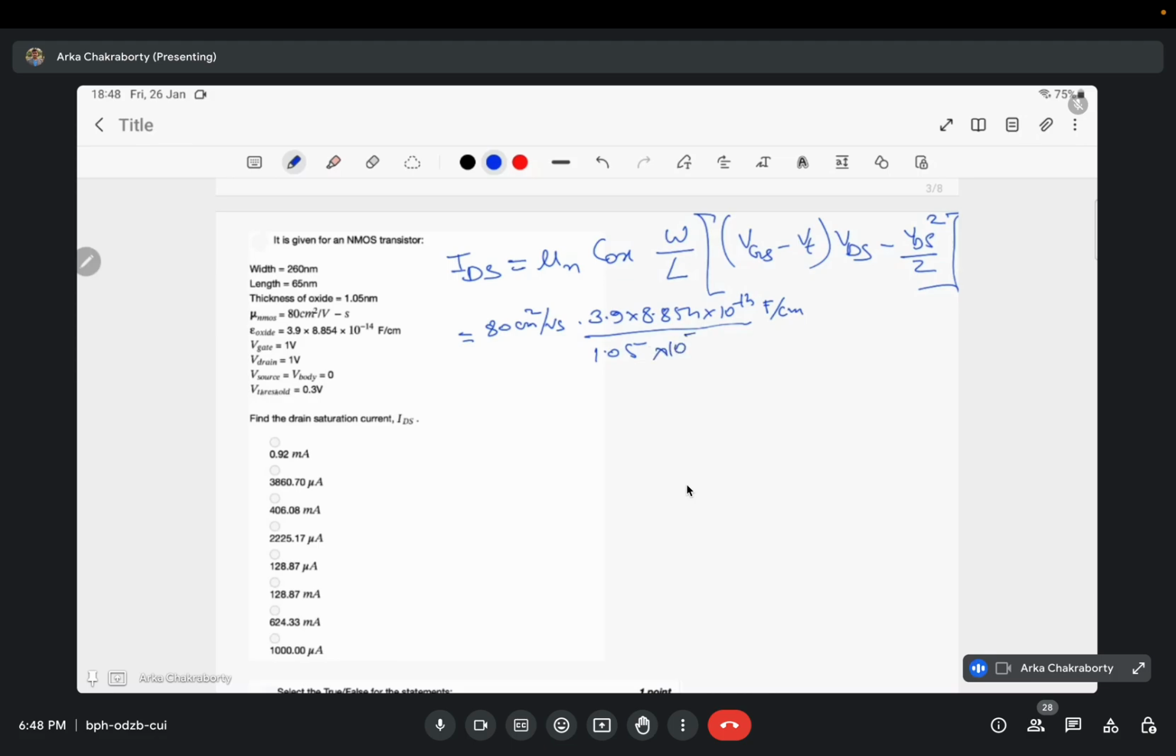So 10 to the power minus 7 centimeter. W and L both are in nanometer, so nanometer will cancel out. So it is basically 260 by 65. VG is 1 volt, VS is 0, so VGS is 1 volt, and VT is 0.3 volt, and VDS is simply VD minus VS, that is 1 volt minus 0 volt, that is 1 volt. So and it is VDS square by 2.